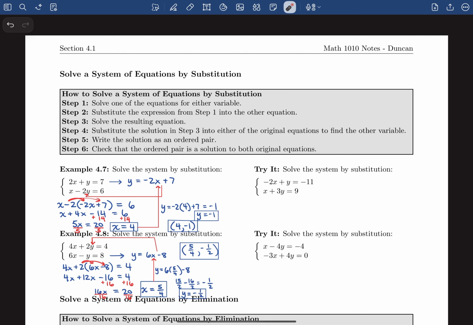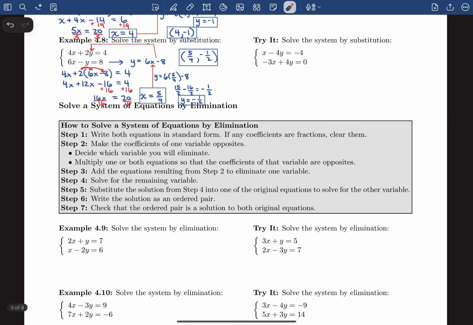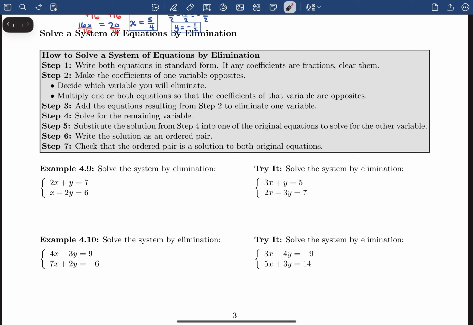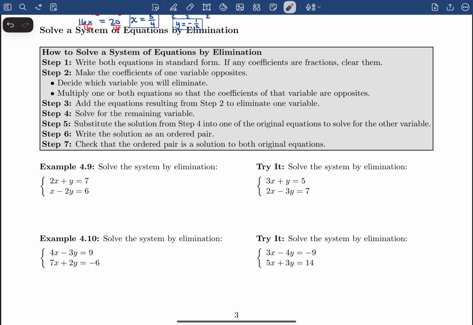Let's move to our next objective of the day, which is to solve a system of equations by elimination. Okay, so how do you solve a system of equations by elimination? Follow this 7-step process. Step 1, write both equations in standard form. If any coefficients are fractions, clear them. To clear fractions, you might recall, we need to multiply an equation by the LCD, the least common denominator, and that will clear the fractions. That we talked about in many previous lessons.